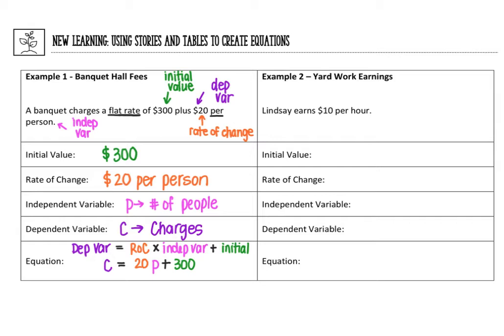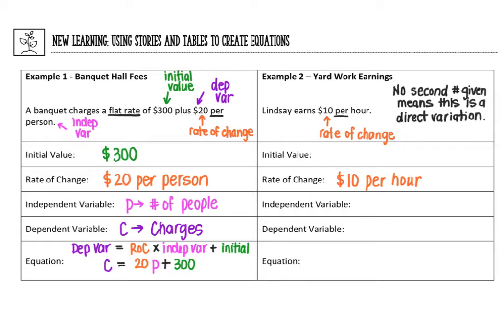In example 2, the story tells us that Lindsay earns $10 per hour. Again, that word per will give us a hint about the rate of change. We know that the rate of change will be $10 per hour. The initial value, on the other hand, does not occur within this story. There's only one number provided, and we know that it's the rate of change. This means that this must be a direct variation with an initial value of 0.